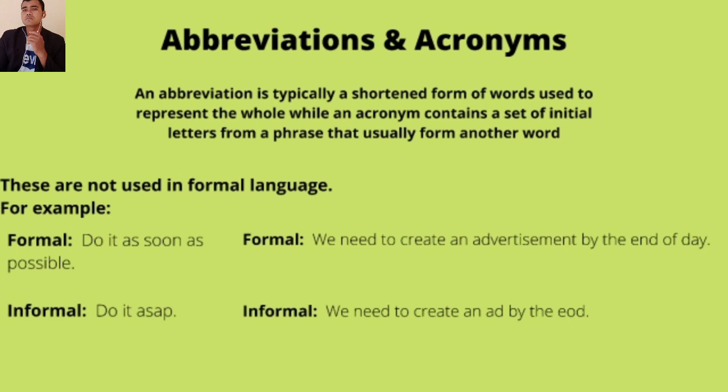One more example, we need to create an advertisement by the end of the day, and many people tend to say it in an informal way by saying we need to create an ad by the EOD. And for more examples, like people in place of photograph, they say photo. In place of internet, they say net. In place of veterinarian, they say vet. Those of you who don't know what veterinarian means, it means an animal doctor. So avoid abbreviations and acronyms in formal speeches and writings.